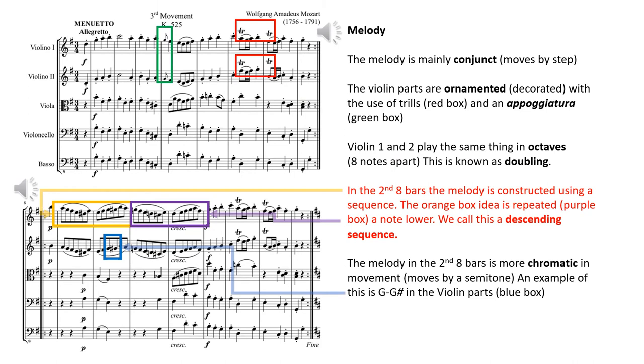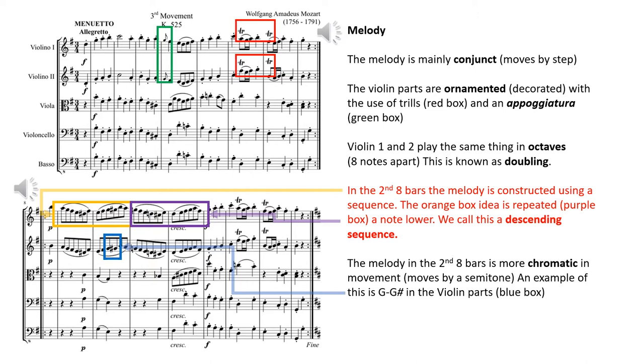The melody. The melody in the minuet is mainly conjunct. This means it moves by step. The violin parts, as we can see, are ornamented. This is a feature of classical music.